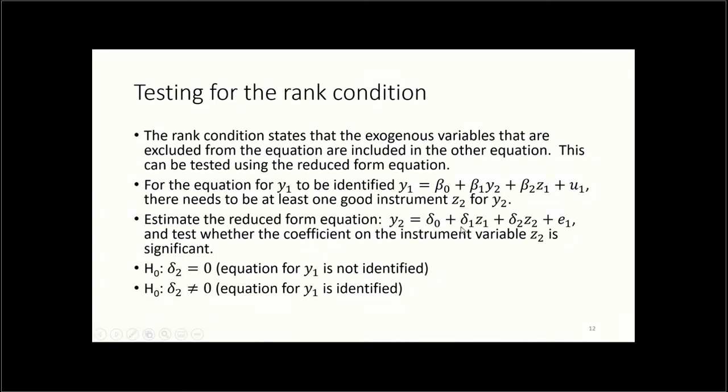Well, what is a good instrument? If we estimate the reduced form equation, so this is the first stage equation, and we put in here Z2, we need to test whether this coefficient here, delta 2, is significantly different from 0 or not. If it's significantly different from 0, this means that we have a good instrument for Y2, and therefore the equation for Y1 can be identified. And if this is not significantly different from 0, then Z2 is not a good instrument for Y2.